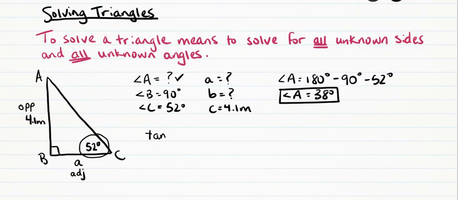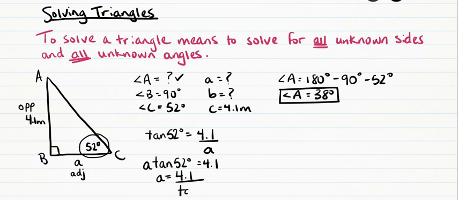So I've got the tangent of 52 degrees is equal to the opposite, so 4.1, over the adjacent, which is side A. Okay, so side A is in the denominator here. That just means we have one more step in solving. So first we multiply both sides of this equation by A. So we get A times tangent 52 degrees is equal to 4.1. And then to get A by itself, we divide both sides by tangent 52. So A equals 4.1 divided by tangent 52 degrees. And so we get that side A is equal to 3.2 meters. Okay, so we've got this unknown done.